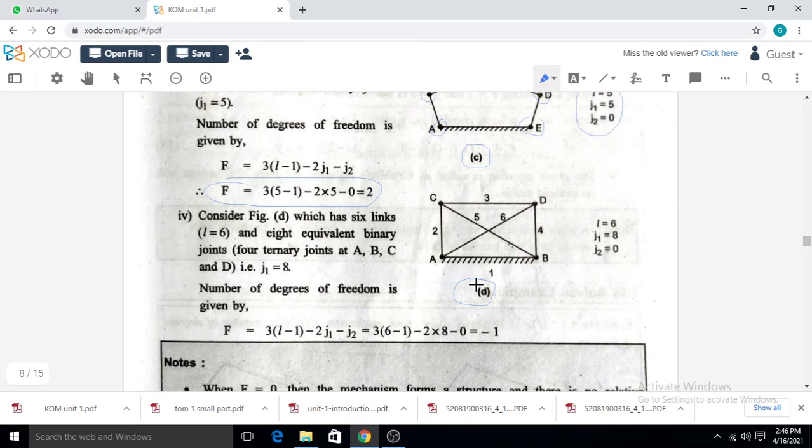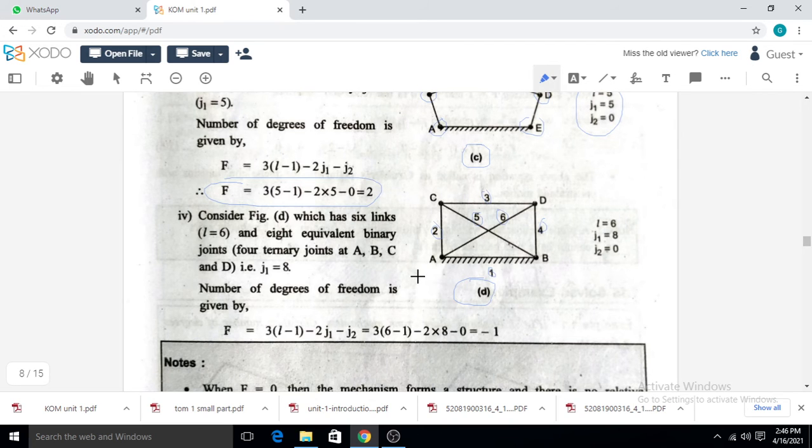Degree of freedom in case D. Count the number of links here. Here is link 1, here is link 2, link 3, link 4, link 5, and link 6. The total number of links here is 6.